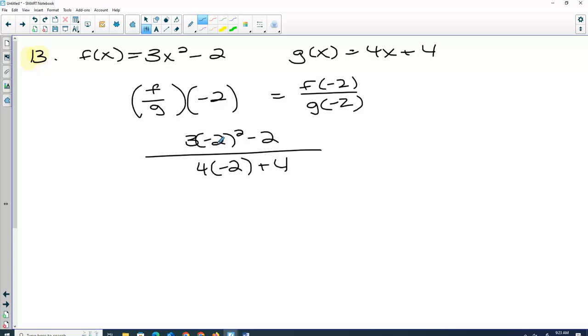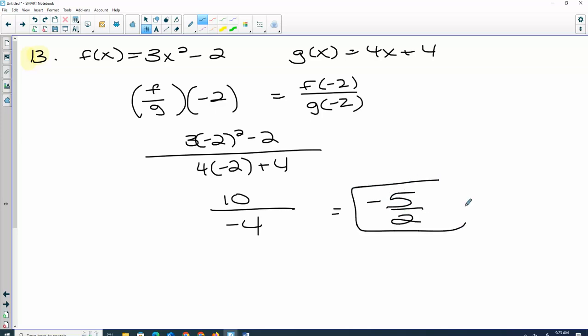-2 squared is 4, times 3 is 12, minus 2 is 10. On the bottom, 4 times -2 is -8, plus 4 is -4. So -10 over 4, you could reduce it to -5 over 2, or say -2.5. Either one is fine with me. So in those cases, you're just plugging the number into each and getting your answer.